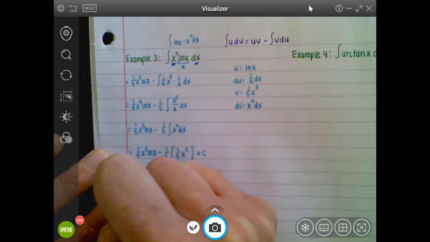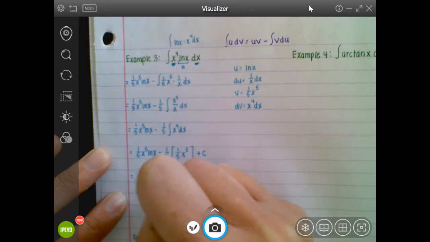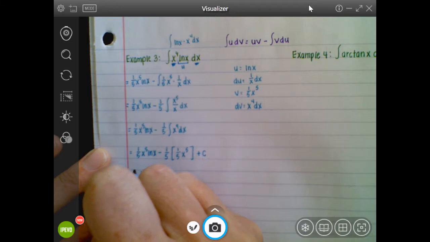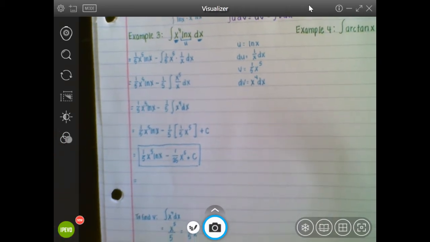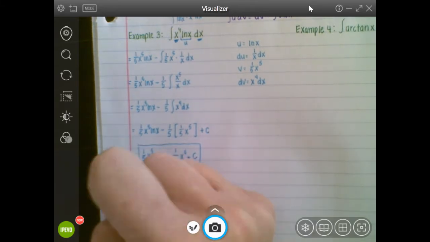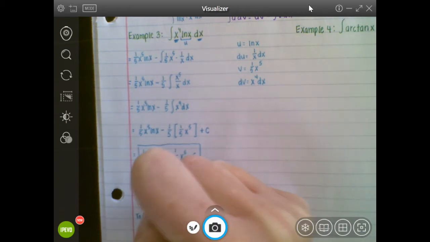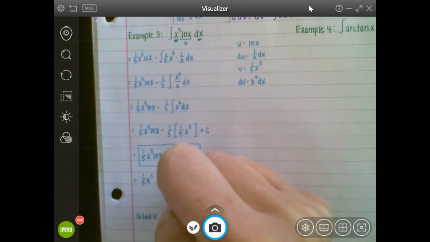So 1/5 x to the 5th ln of x minus 1/5 times 1/5 is 1 over 25 x to the 5th plus c. And you can definitely leave it in this form if you wanted to. Sometimes you'll see that there's a GCF that could be factored out. If that's the case, then you might see it written a little bit differently. So the GCF here would be 1/5 x to the 5th. So you might see that written as times the quantity of ln of x minus 1/5, and then plus c out here.